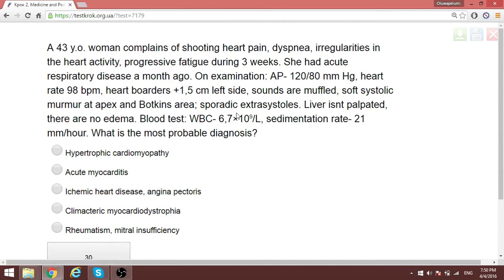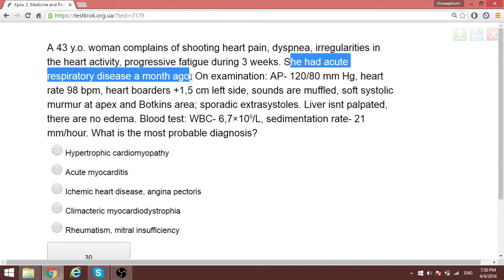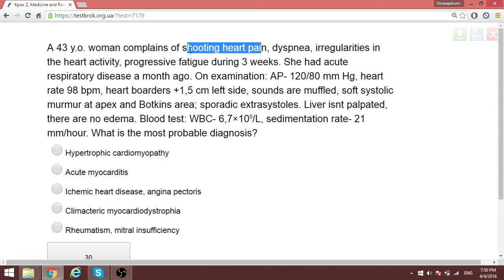All right. A patient is having shooting heart pain and dyspnea, a cardiovascular presentation, shooting heart pain especially. You can read all through, but what I'm mostly interested in right now is the fact that she had an acute respiratory disease a week ago. So you are thinking of an infectious complication in the heart. This shooting heart pain is something that you can find in myocarditis. So this is acute myocarditis. Please don't confuse it with rheumatism, because of this presentation it's likely to get mixed up with rheumatism.